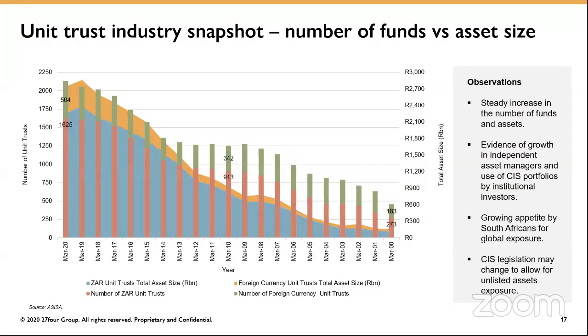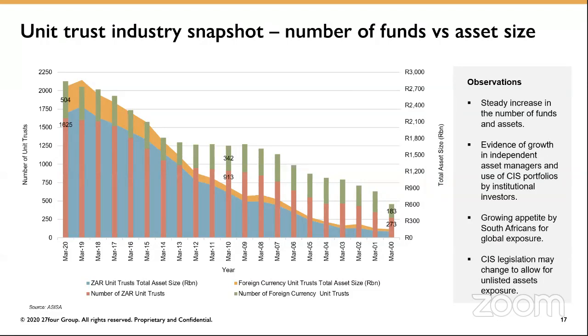If we move on to the collective investment schemes industry, which is largely an industry for retail investors, but institutional investors have started to play a bigger role within certain asset classes. What this graph is showing you currently is that we have around 1,625 registered domestic unit trusts and 504 international unit trusts in South Africa.